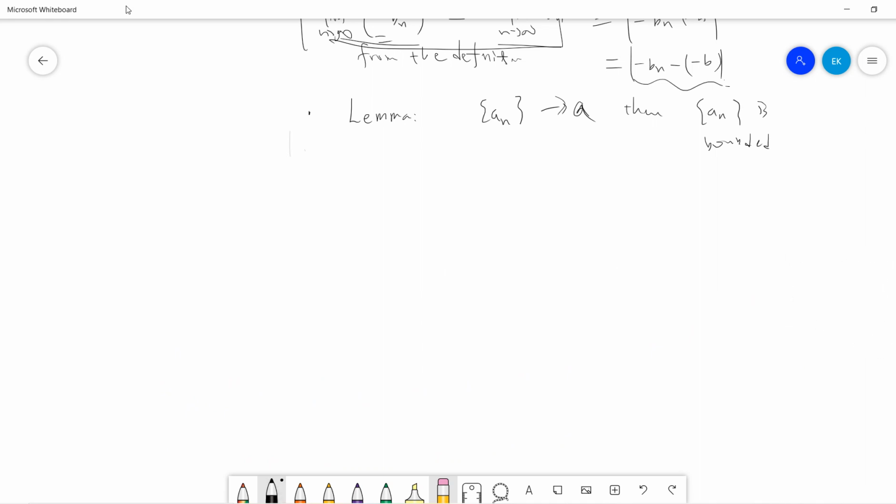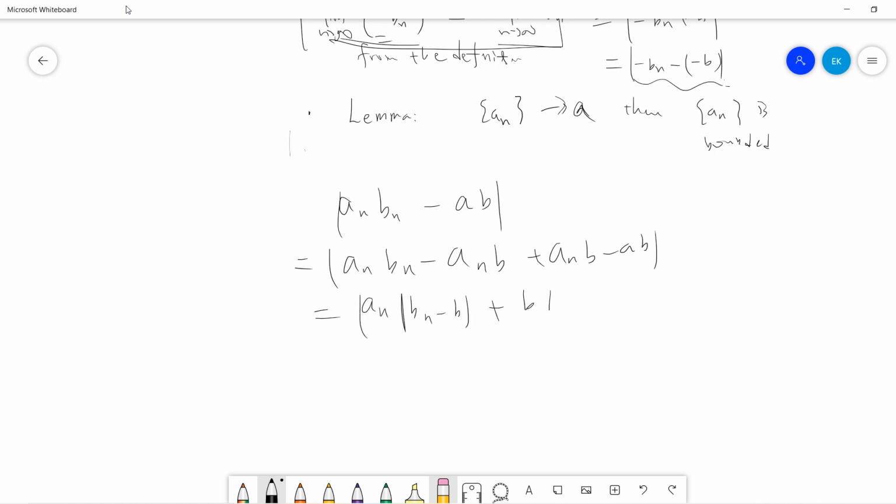Okay, so the idea is that let's say we look at an bn minus ab. We want to control this term, and it can be written as an bn minus an b plus an b minus ab. So this is an (bn minus b) plus b (an minus a). Controlling this term is not difficult because I already said an is bounded, so there exists M such that |an| is at most M, times |bn minus b|.